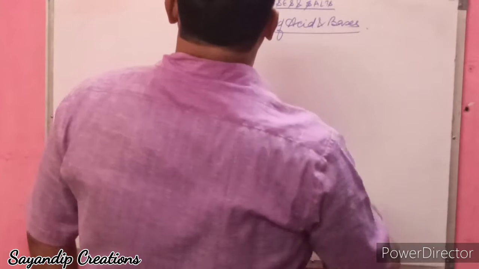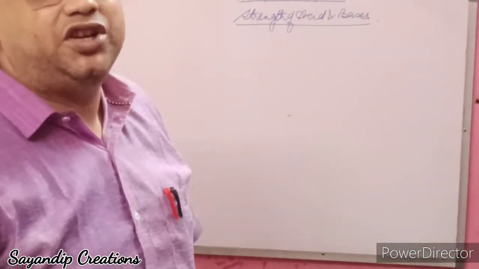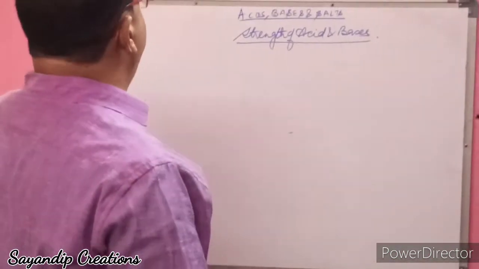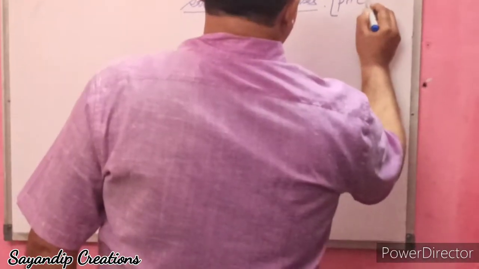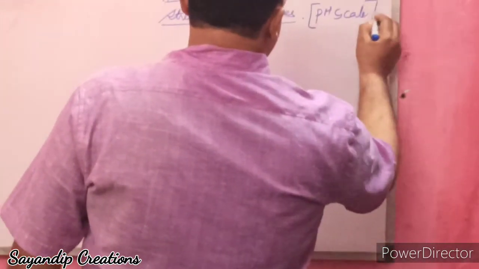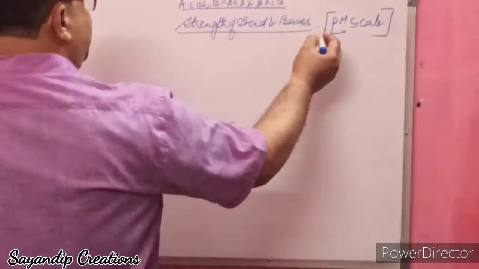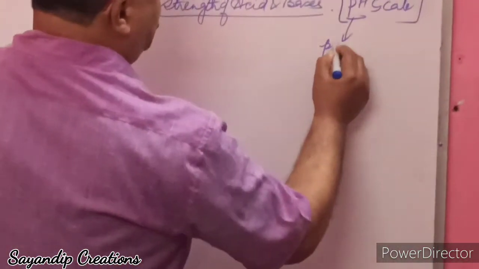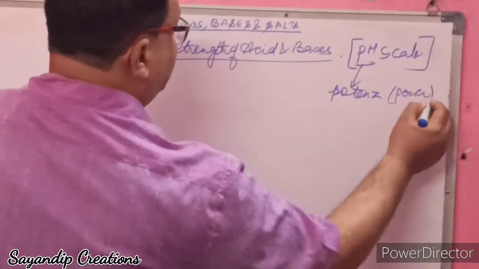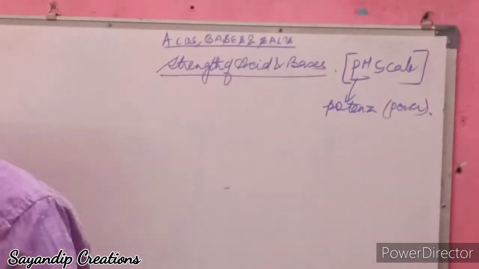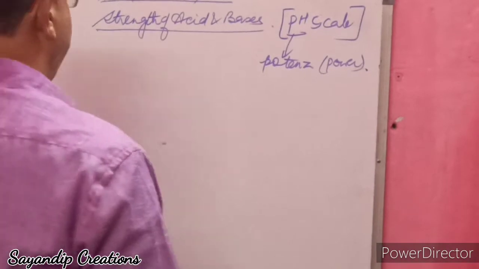So how can you measure the strength? What do you mean by the strength of acids and bases, and how can you measure it? You can measure it with the help of the pH scale. pH is a German word. P means potenz, P-O-T-E-N-Z, which means power. So the strength of an acid is measured by its hydrogen ion concentration.